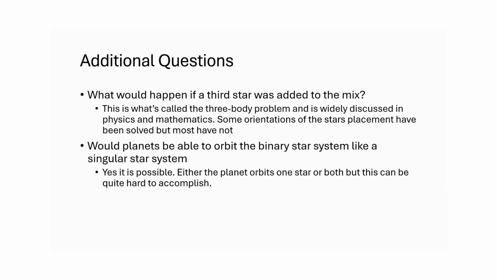As for the additional questions, if a third star was added to the mix, it's called a three-body problem. It's widely discussed and people are trying to solve it, but some orientations have been solved, while most have not. As for what could happen, it depends on its starting velocity, where it is, and where the other two are. A lot depends on it. As for whether planets added to the system would be able to orbit like in a single star system, it is possible, and there are two types of orbits. It could orbit either one star or both stars, but again, it can be quite hard to accomplish. Thank you.